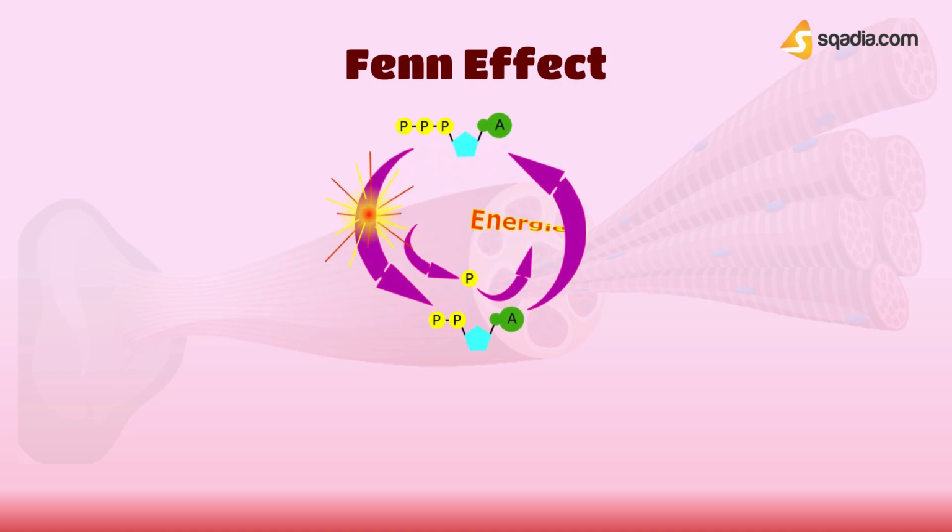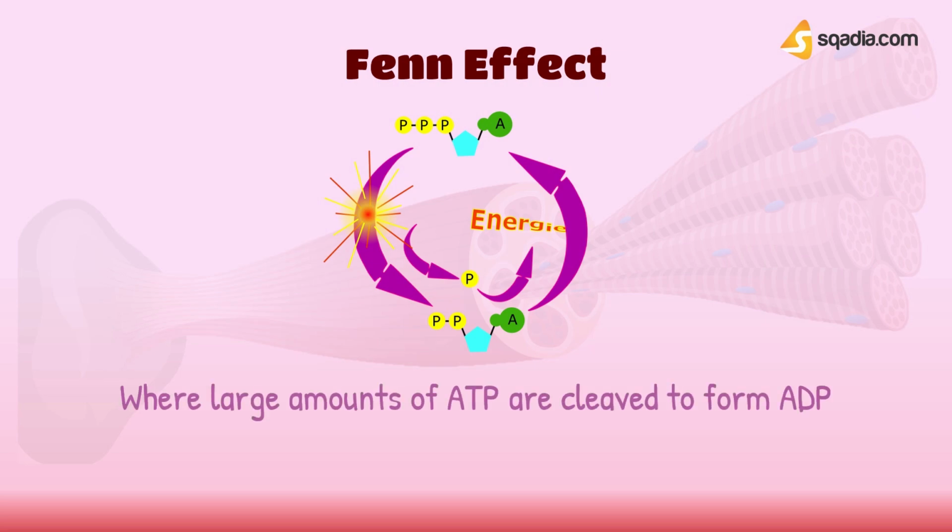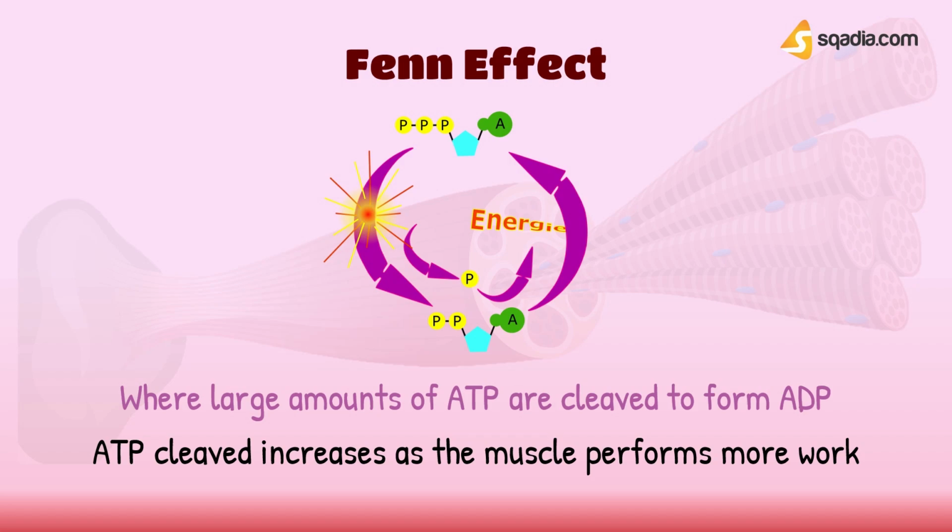But what is the Fenn effect? Let me tell you that as well. The Fenn effect refers to the phenomenon observed during muscle contraction where large amounts of ATP, adenosine triphosphate, are cleaved to form ADP, adenosine diphosphate. The amount of ATP cleaved increases as the muscle performs more work.